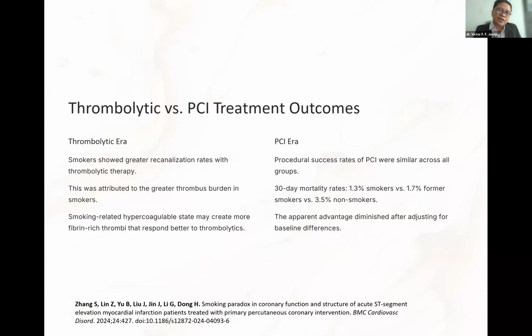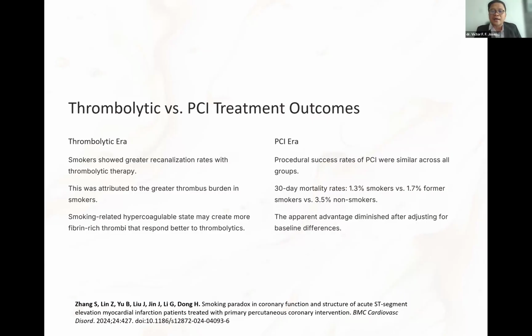Okay, let us compare the thrombolytic and PCI treatment outcomes. In the thrombolytic era, smokers showed greater recanalization rates with thrombolytic therapy, whereas in the PCI era, the procedural success rates of PCI were similar across all groups. This was attributed to the greater thrombus burden in smokers.